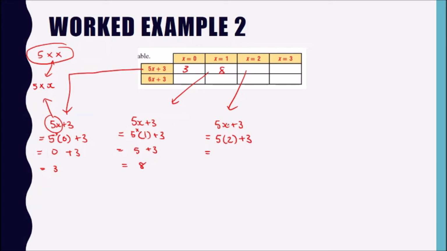Like, oh, I know 5 times 2 is 10, so I'll just write 10 plus 3. And you might skip that step. And we really want to see your working out. All right. So just make sure your equal signs are aligned.